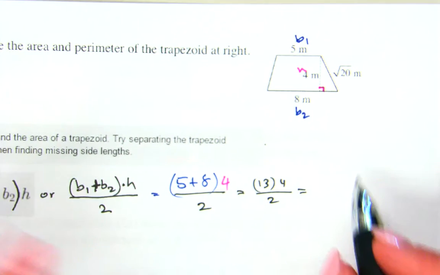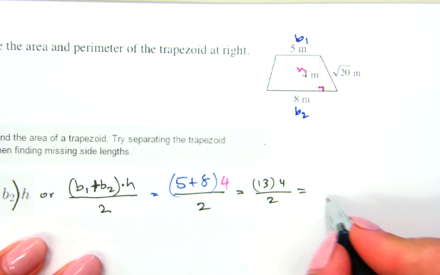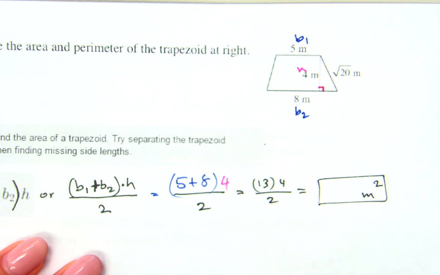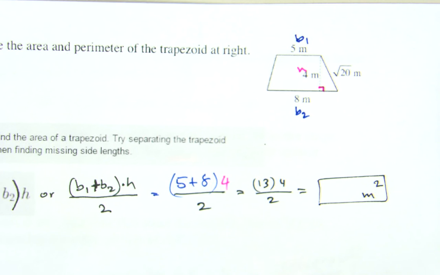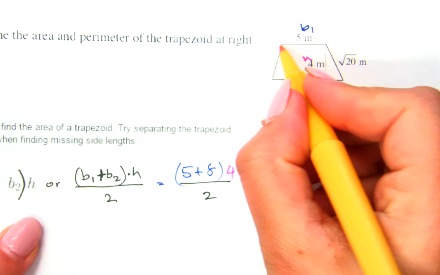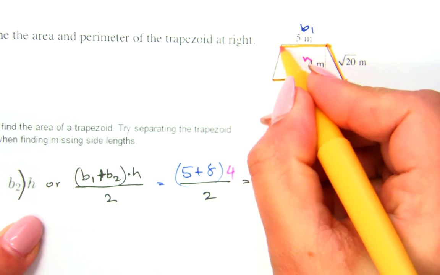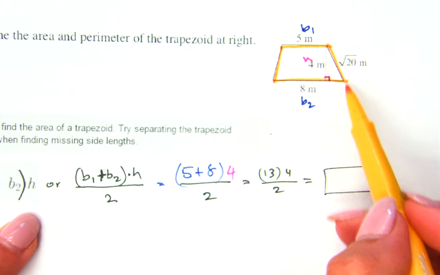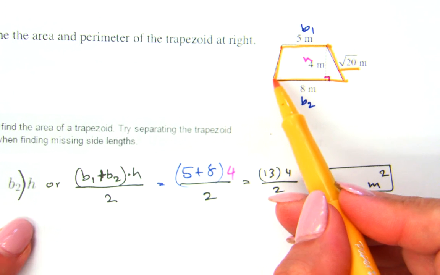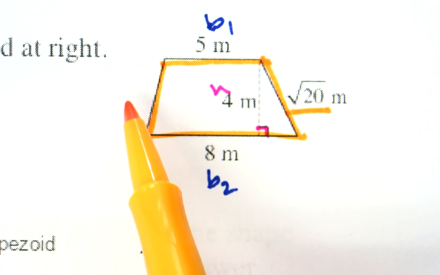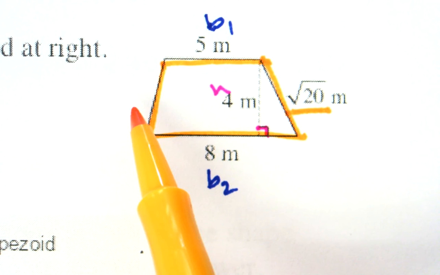And since we have millimeters here, whatever you get for your answer should be millimeters squared because we're talking about area. All right, now perimeter. Perimeter is the outside of the figure, right? So basically everything that I am highlighting in yellow right now. All right, so we have 8 and we have 5 for the top. The side length is the square root of 20. So we need this part right here. Right now I'm going to caution you, it is not the square root of 20. So this side over here is not square root of 20. You need to find out what it is.